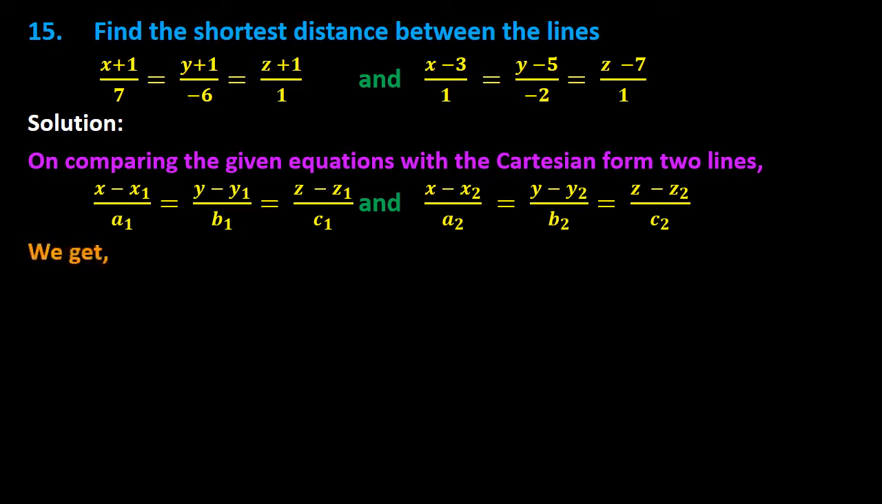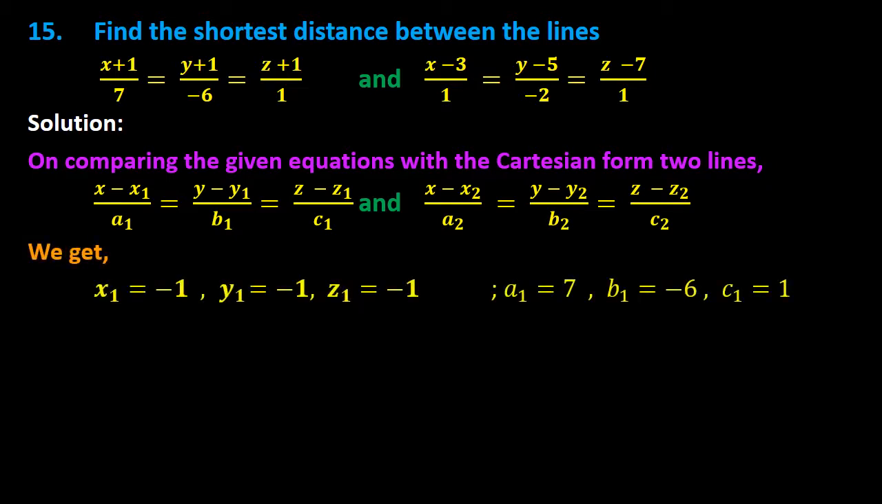we get the values x1 equals minus 1, y1 equals minus 1 and z1 equals minus 1, a1 equals 7, b1 equals minus 6 and c1 equals 1 from the first equation, and from the second equation we get the values x2 equals 3, y2 equals 5, z2 equals 7 and a2 equals 1, b2 equals minus 2, c2 equals 1.